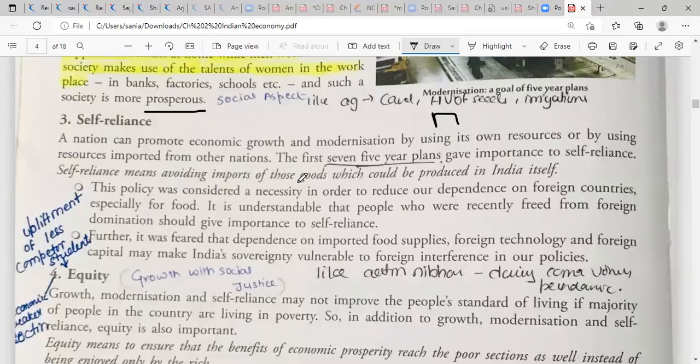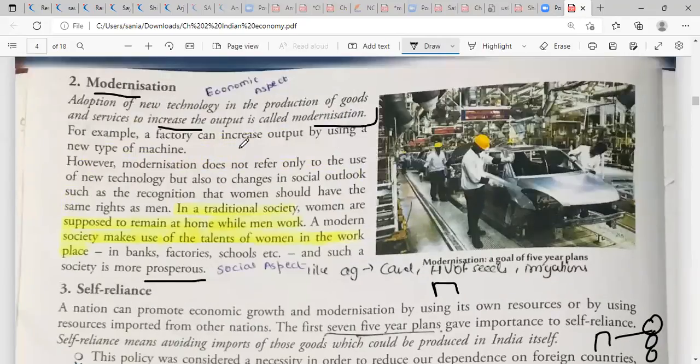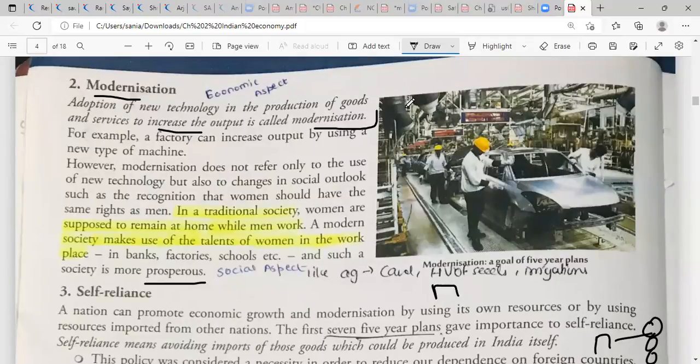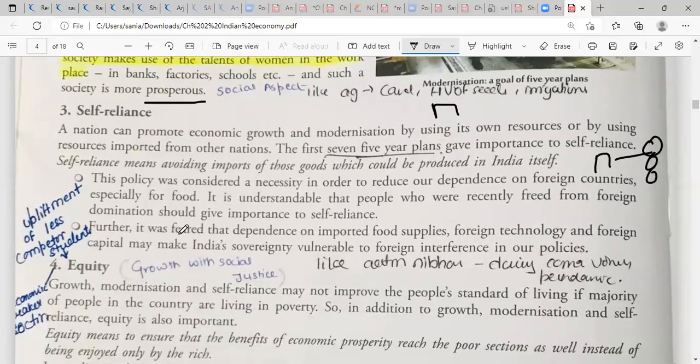Now the question is why self-reliance is important. This policy was considered a necessity because we want to reduce the dependence. Earlier, India was dependent for everything on foreigners. So first, we want to reduce the dependence on foreign countries, especially for food. In the previous chapter, you did that India was importing everything from foreign countries, like food as well as finished goods. And second, it was feared that if we import food supplies, foreign technology, and foreign capital, that will affect India's sovereignty. Sovereignty means we are the head.